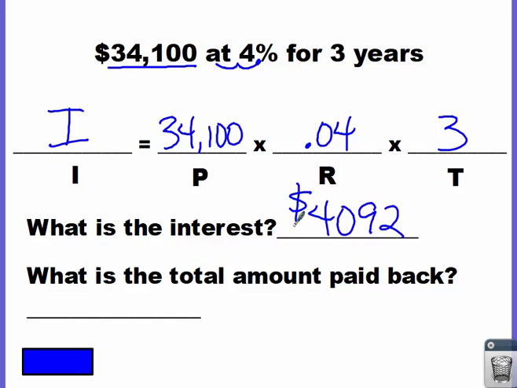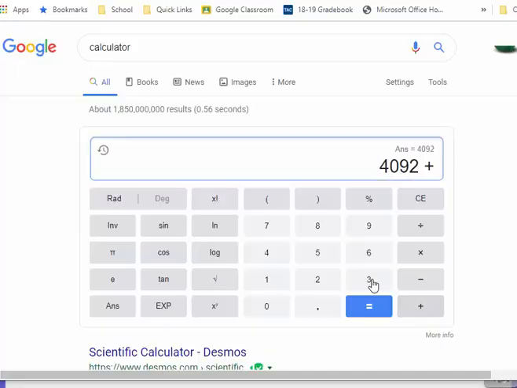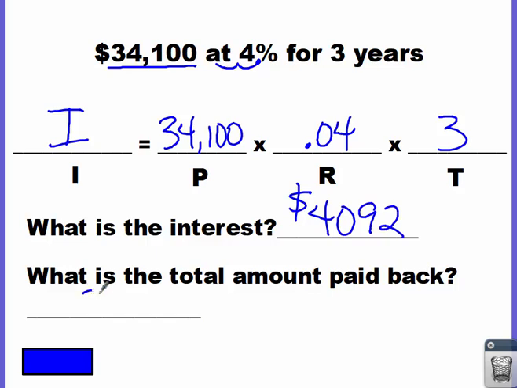So if I were to have borrowed $34,100 at 4% interest and I needed to pay it back in 3 years, I would pay an additional $4,092 on top of that. So what is the total amount paid? Okay, then you would take that $4,092 and you would add back the $34,100, and you would find that the total amount that you have to pay back is $38,192. And that's how we use the interest formula.